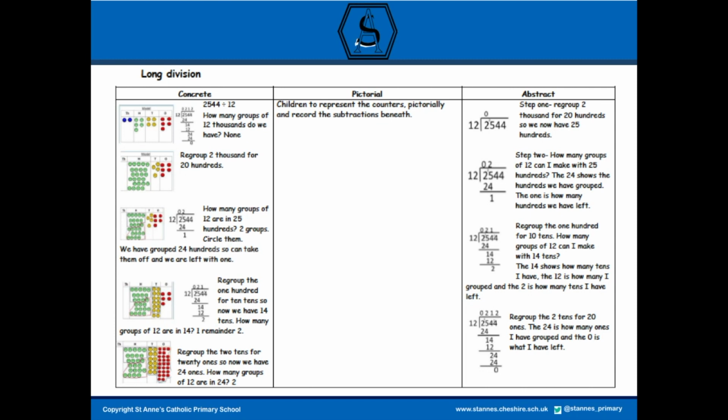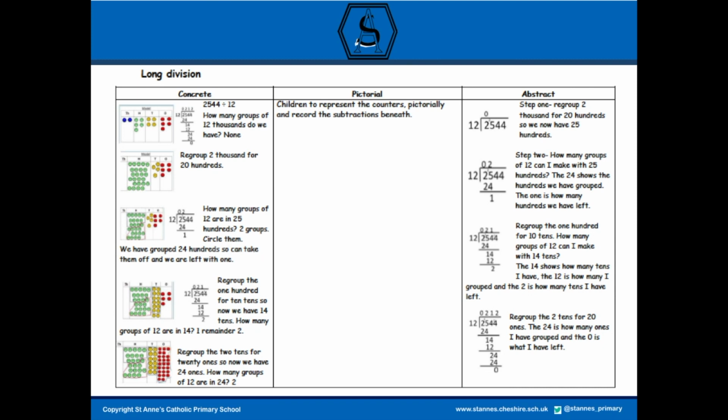So in the thousands there isn't enough, so we have to partition that into 10 hundreds. Then we regroup 2,000 for 20 hundreds. Then we move on to the tens, and you can see it goes on and on and on down to the ones. And that is physically what is happening when the children go on to learn the abstract method.